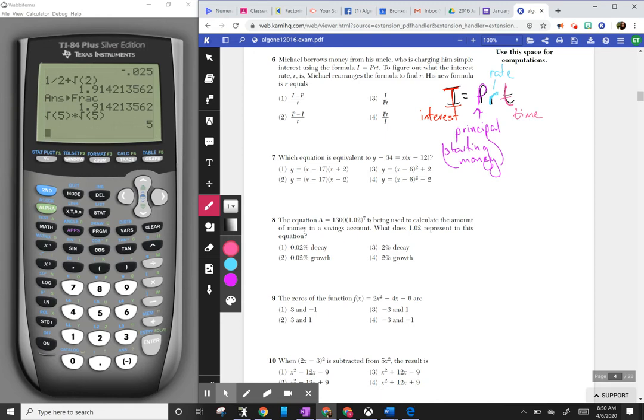And if I just kept reading this question, I would have realized we didn't need to know all that because it says to figure out what the interest rate R is, Michael rearranges the formula to find R. So I'm going to go ahead and erase that now. That's what happens when you don't fully read the question. All right.